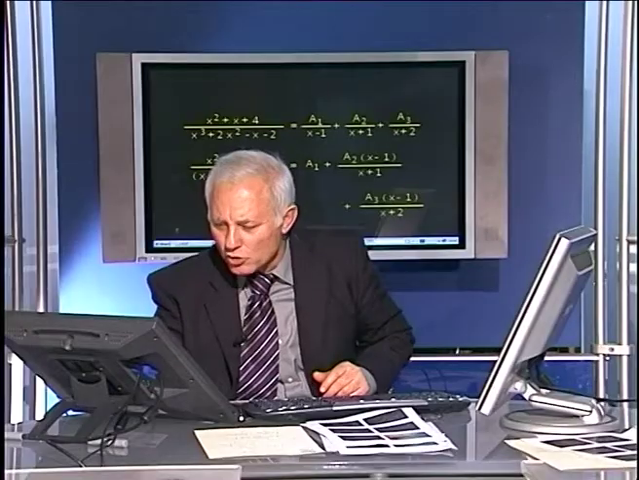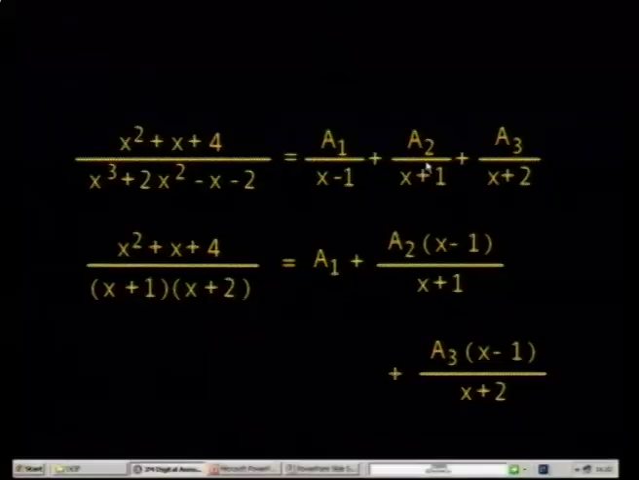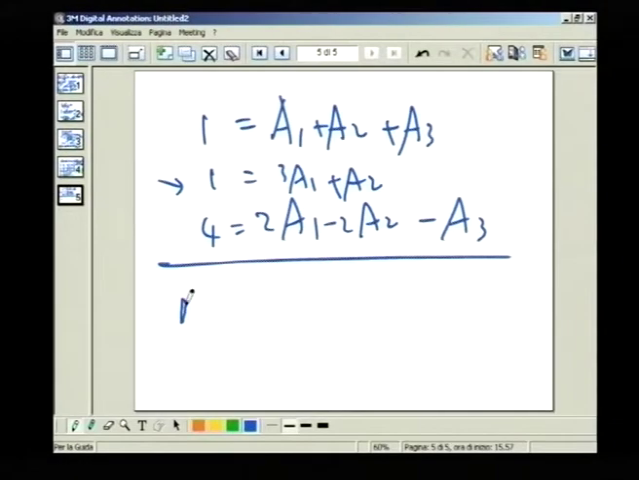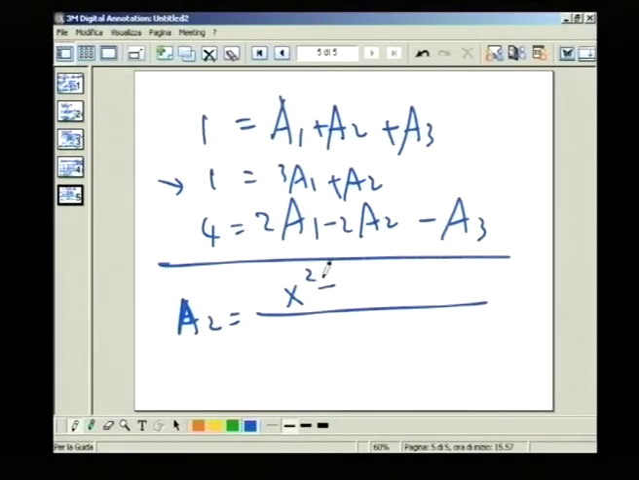Suppose you want A2, then we multiply both sides by x plus 1, and then you replace x equal to -1. So this cancels out and this cancels out. So directly, A2 is equal to what? Here you multiply this one by x plus 1, so there remains x squared plus x plus 4 divided by x minus 1 times x plus 2.